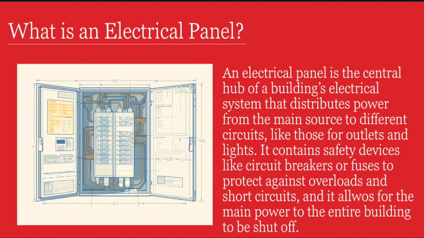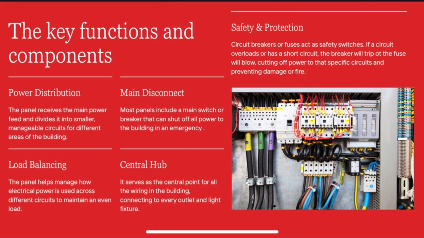An electrical panel is the central hub of a building's electrical system that distributes power from the main source to different circuits like those for outlets and lights. It contains safety devices like circuit breakers or fuses to protect against overloads and short circuits, and it allows for the main power to the entire building to be shut off. Next, there are a few key functions and components for the electrical supply, which is power distribution. The panel receives the main power feed and divides it into smaller, manageable circuits for different areas of the building.